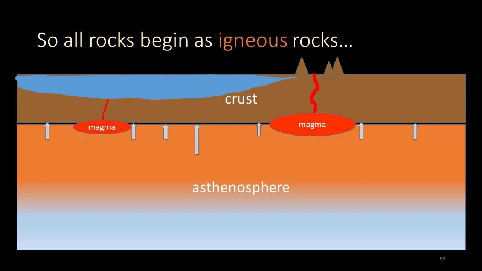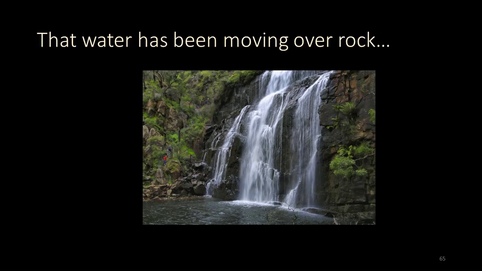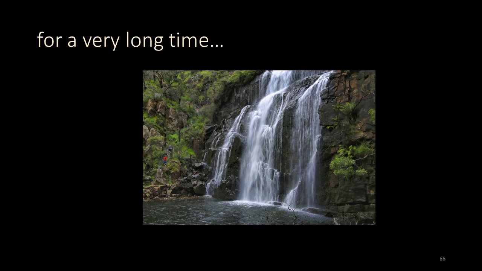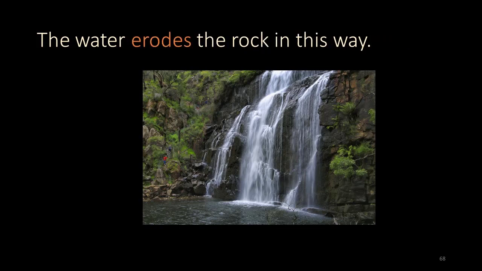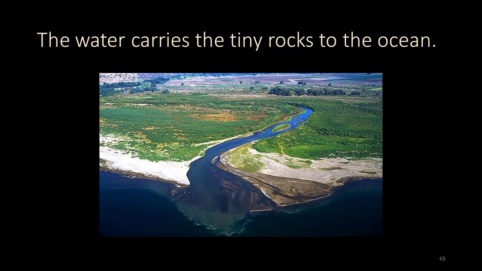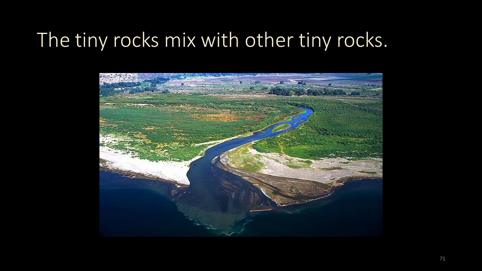So all rocks start as igneous rocks. But time in the earth can change igneous rocks. The water moving over the rock actually pulls particles away. Over a very long time, the water carries tiny pieces of rock away into that pool and on downstream. The water erodes the rock in this way. The water carries the tiny rocks to the ocean. And the tiny rocks sit on the bottom of the ocean. The tiny rocks mix with other tiny rocks.